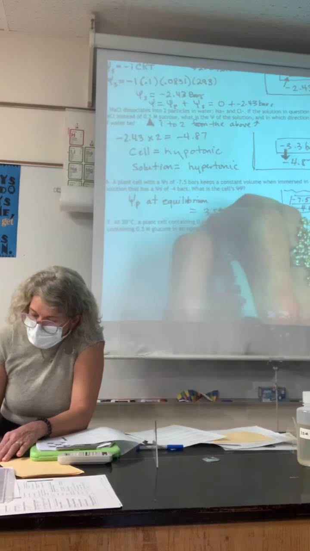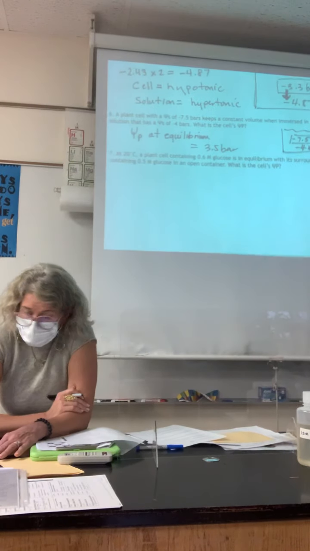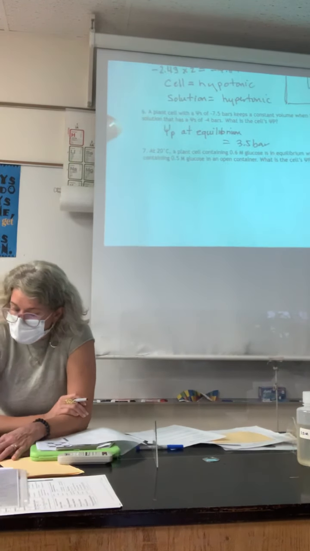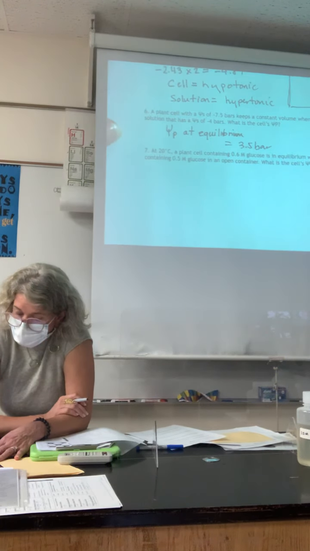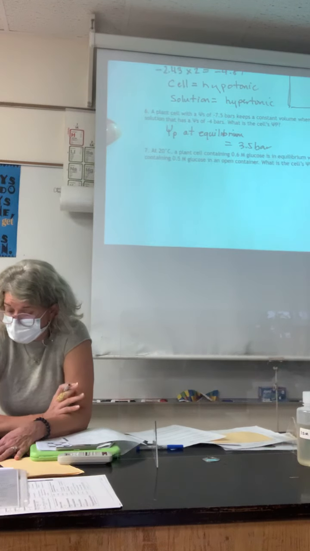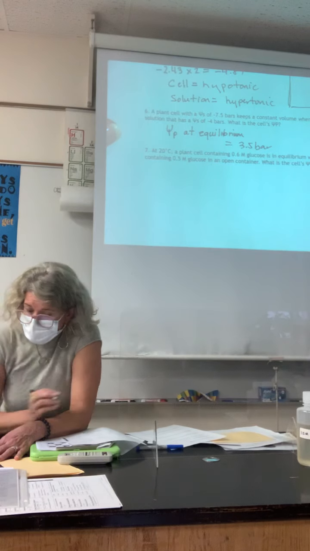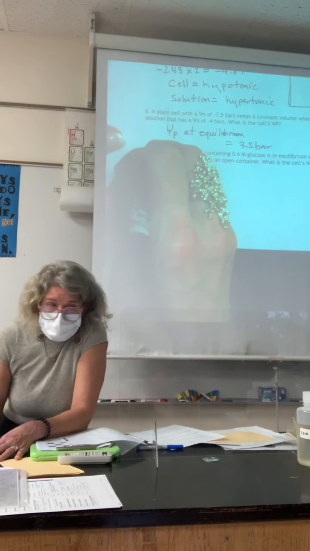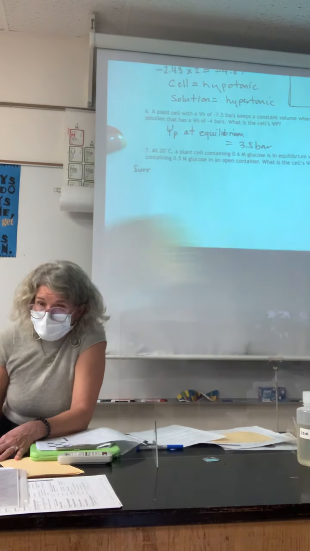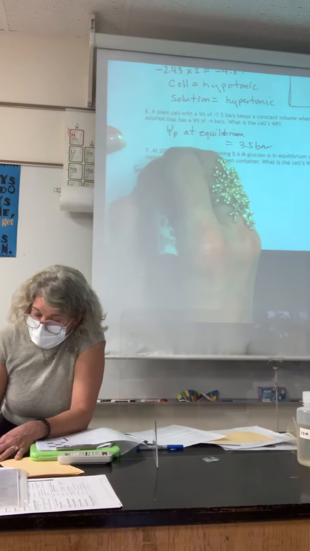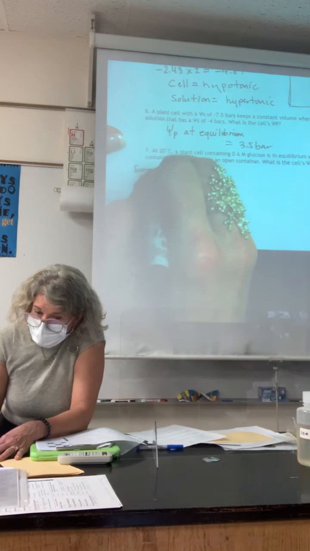Okay. Next problem is a bit of a thinker. At 20 degrees Celsius, a plant cell containing 0.6 molar glucose is in equilibrium with its surrounding solution containing 0.5 molar glucose in an open container. What is the cell's water potential? So depending on how you want to approach this, you want to figure out the surrounding solution first so that we can use that information to calculate the cell at equilibrium. So what I'm going to do first is calculate the surrounding solution's water potential.